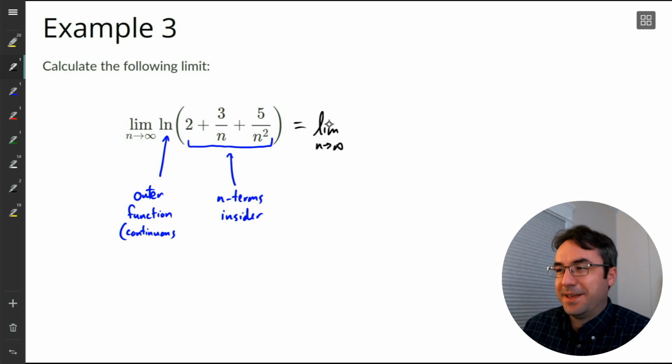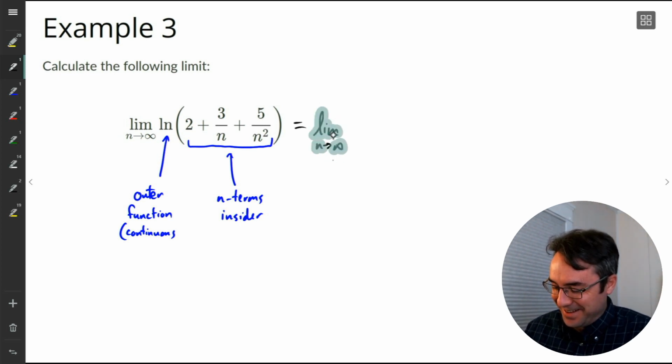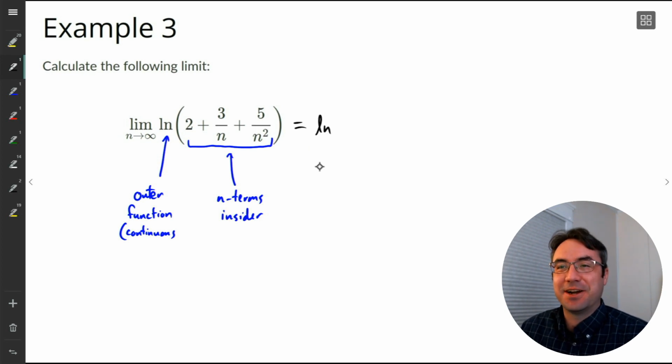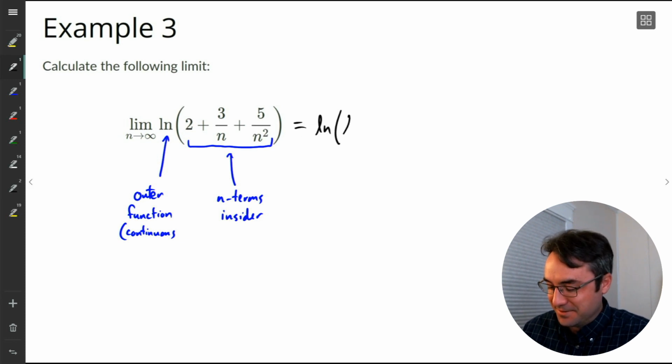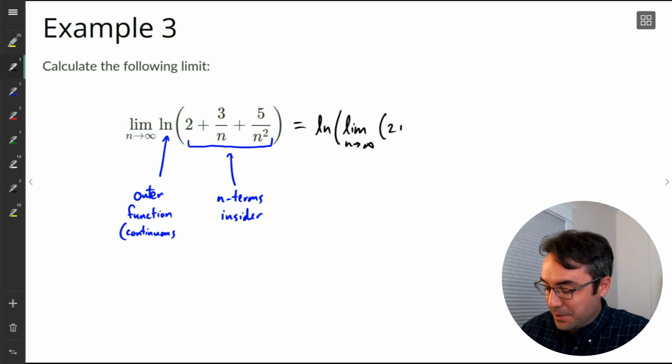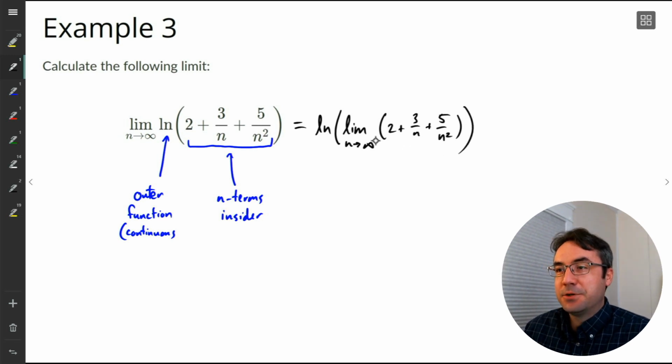So we've got to erase that. Here we go. Natural log. We're bringing the limit inside the natural log function, and we're going to do just the limit of those inner terms. So 2 plus 3 over n plus 5 over n squared. And we're just focusing on doing the limit of those inner terms.